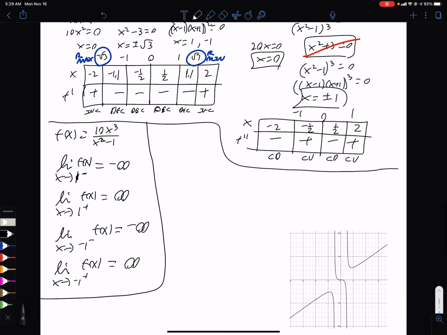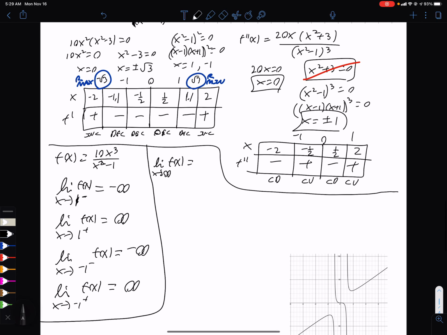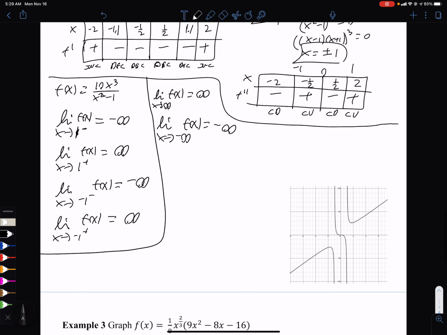Now, we're going to take the limit as x goes to infinity of f of x. That's going to be infinity for this. You would divide everything here by x squared and you would get infinity. And we do the same thing as x goes to negative infinity. If you divide everything by x squared and go through the same process, you get negative infinity for that one. So that's more info. Are we done with all this?